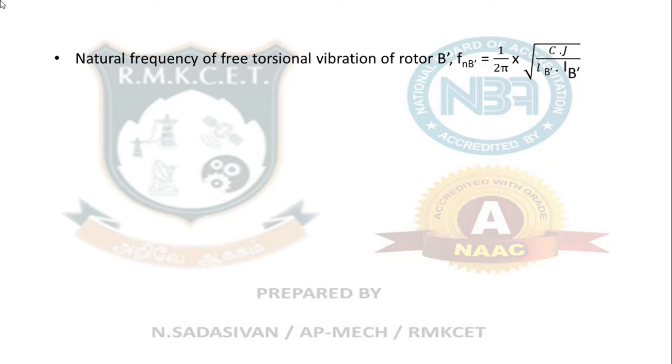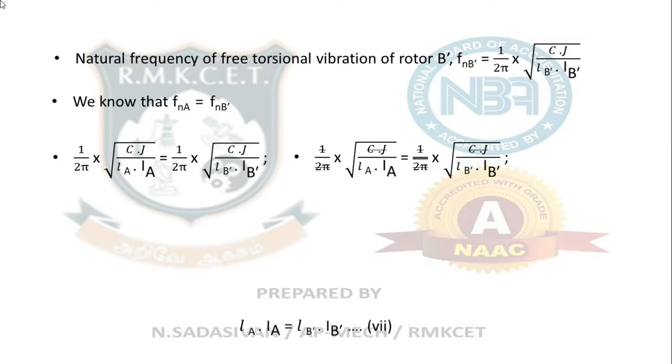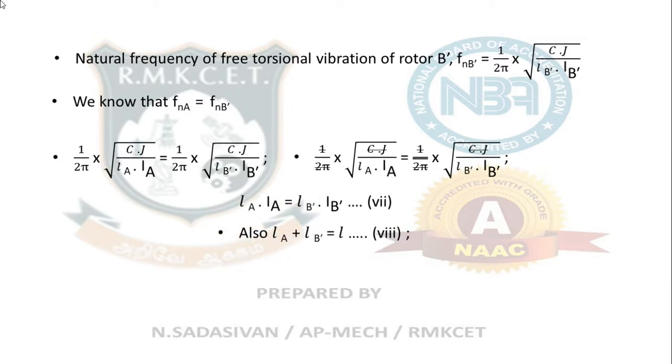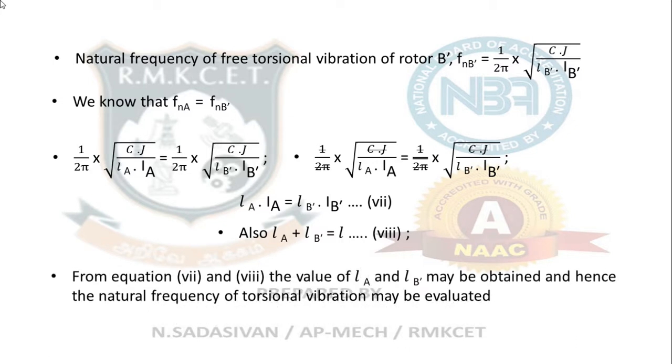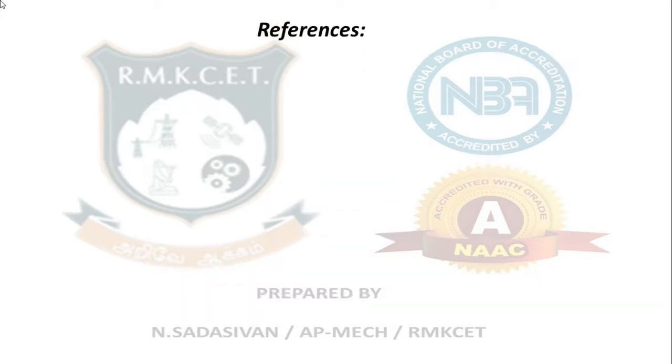The natural frequency of free torsional vibration of rotor B dash is the same thing. I am putting the B dash formula here, but the answer should be the same, because the torsion cannot be too different at the two ends of the same shaft. So I am equating them and cancelling common terms. I come up with the expression La Ia equal to Lb dash Ib dash. Also La plus Lb dash equal to L. From equations 7 and 8, the values of La and Lb dash may be obtained. Hence the natural frequency may be evaluated for a geared system. That is the end.